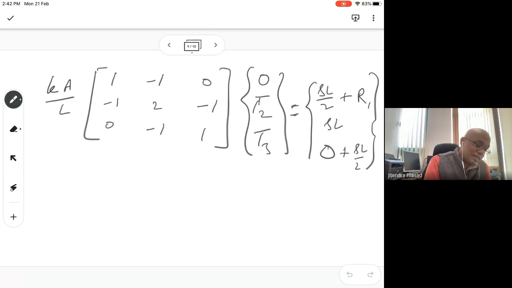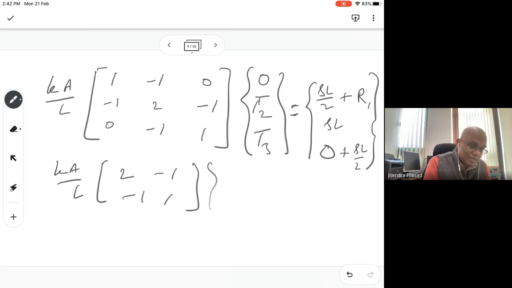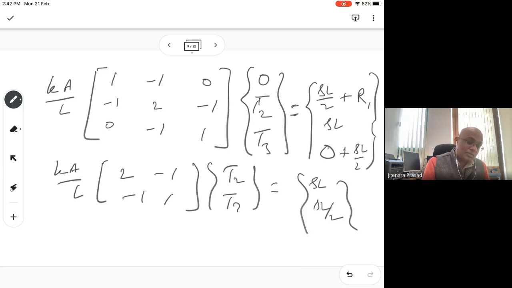Okay, and the rest is Ka over L, 2 minus 1, minus 1, 1, T2, T3 is equal to, right? We have SL over 2. That's it. And then the rest you can find out, T2 and T3. Any question, guys? Any question? Once you have found this, you can find out R1. Yeah, and R1 will give you the actual reaction, right?